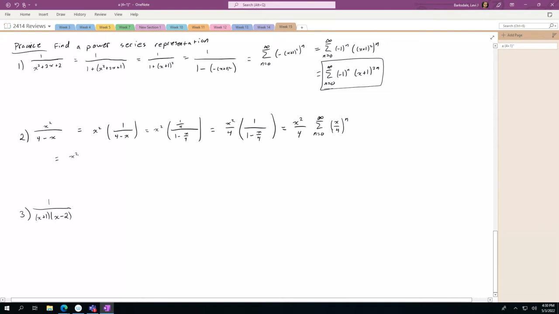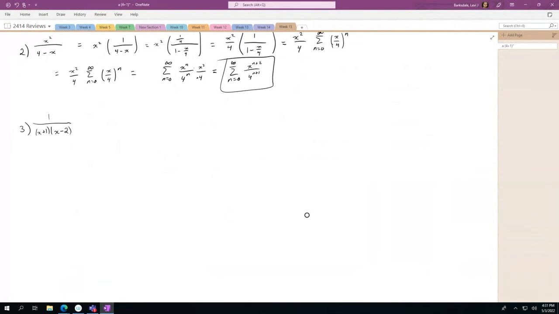Now, if I take that x squared over 4 times the sum from n equals 0 to infinity of x over 4 to the nth, well, I can write that as x squared over 4 sum n equals 0 to infinity, x to the n over 4 to the n. Now, if I multiply my x squared and my 4 inside, well, suddenly I have one more 4. So sum n equals 0 to infinity of 4 to the n plus 1 on the bottom, and on top I've got 2 more x's, so x to the n plus 2. And that'll be my power series representation for the second one.